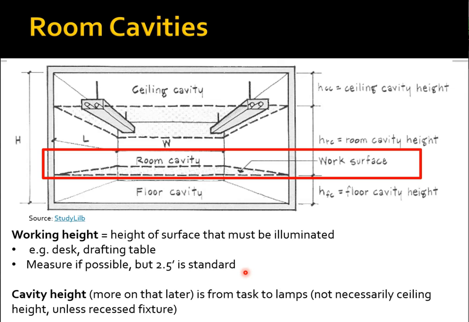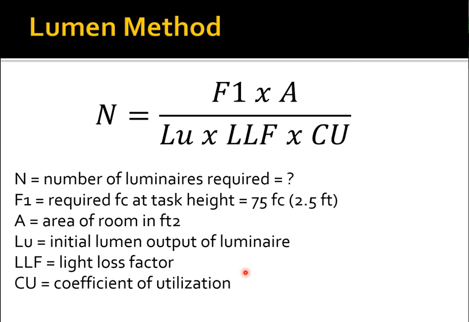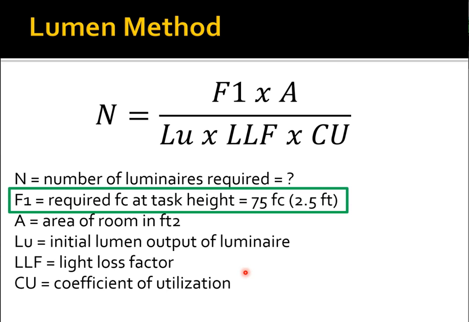So if you have something that's suspended or it's a surface mount, it's going to be a little bit less than the ceiling height. But we're going to stick with task height for now because that's what we need. So we're going to assume 2.5 feet. Okay, so we want 75 foot candles at 2.5 feet. All right, there's a good start. So now we have our E.